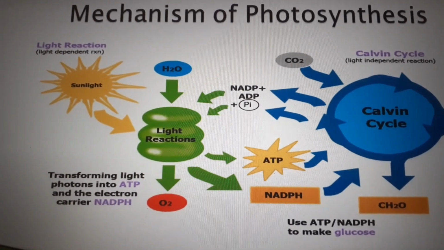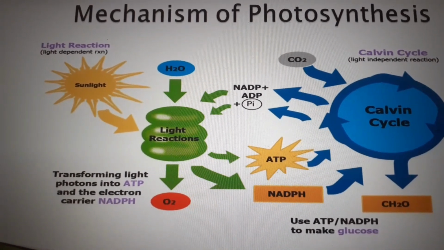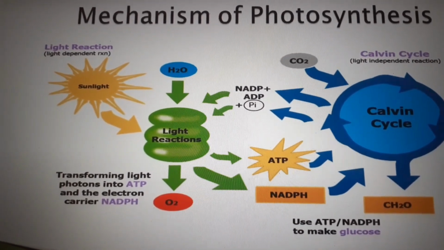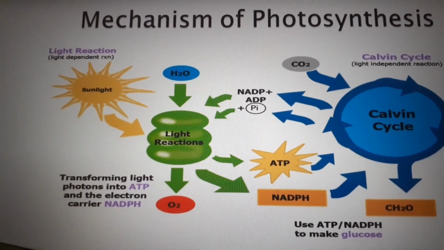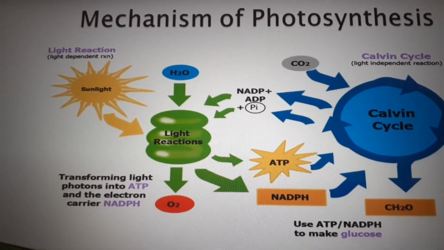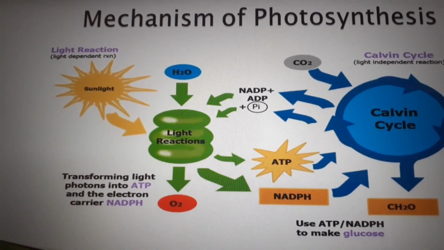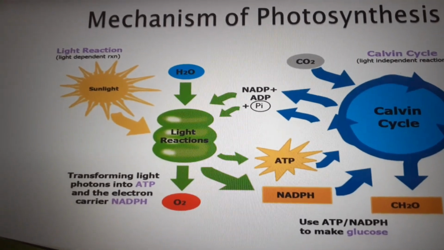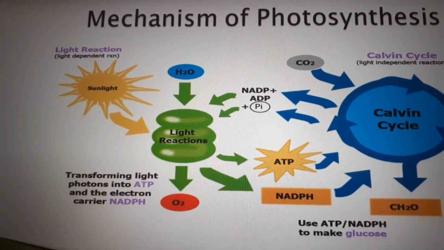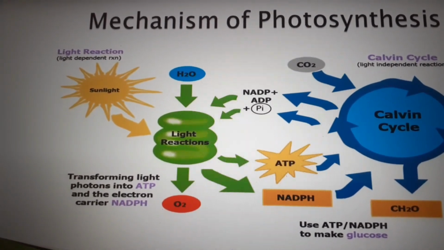The next step is the dark phase, which is independent of the light reaction, meaning there is no requirement of light. It occurs in the stroma of the chloroplast. This is also called the Calvin cycle. The ATP and NADPH released in the first phase, the light reaction, are utilized by the carbon dioxide from the atmosphere, and the preparation of starch is done.